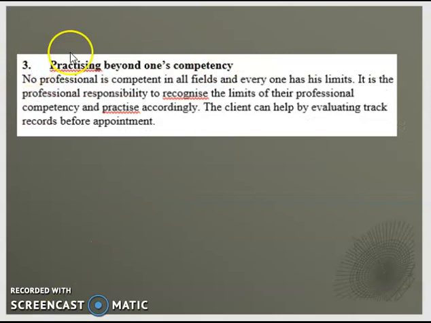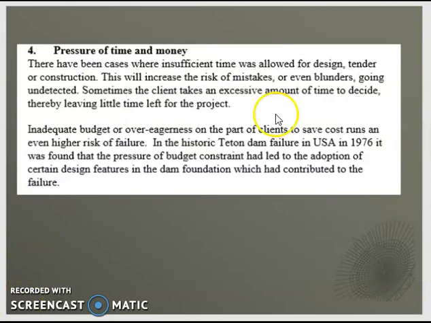Another potential problem or trend is practicing beyond one's competency. Because no professional is competent in all fields, and everyone will have his limits. So it is the professional responsibility to recognize the limits of their professional competency and practice accordingly. The client can help by evaluating the track records before appointing the engineer to carry out the design or the construction. Lastly is the pressure of time and money.